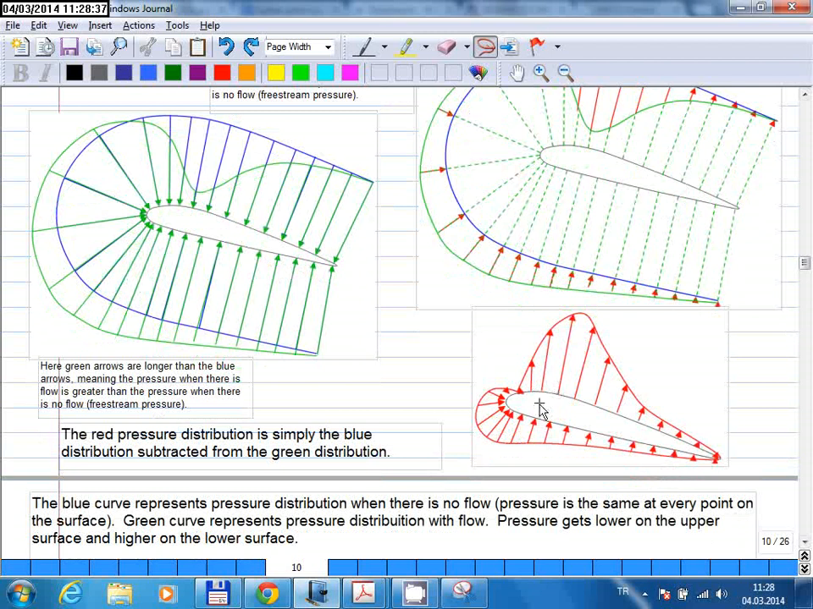If you look here, you see these red arrows are pointed away from the airfoil, and this may seem like a negative pressure, but that's not really the case. That's only the relative pressure with respect to the no flow case. That's why you have that arrow in the other direction. Other than that, it doesn't really mean that you have negative pressure.